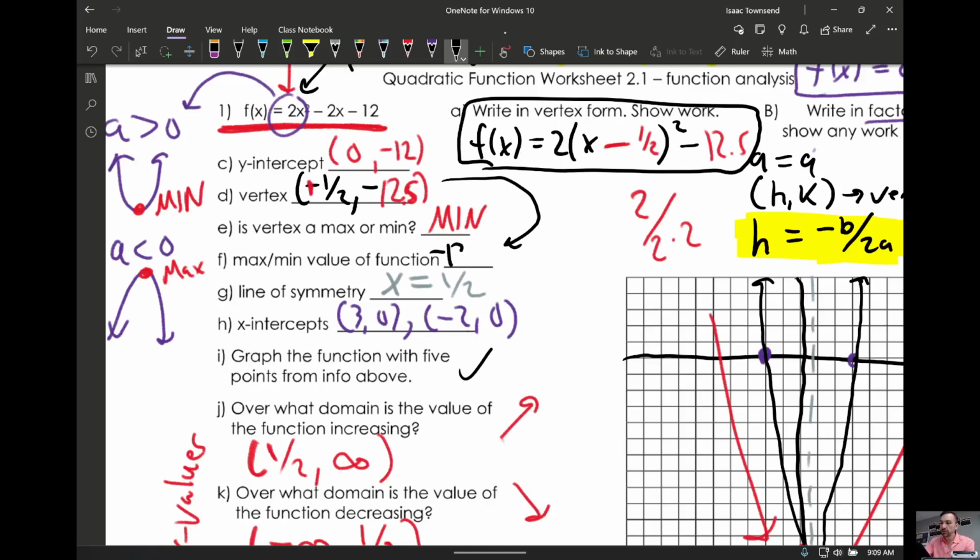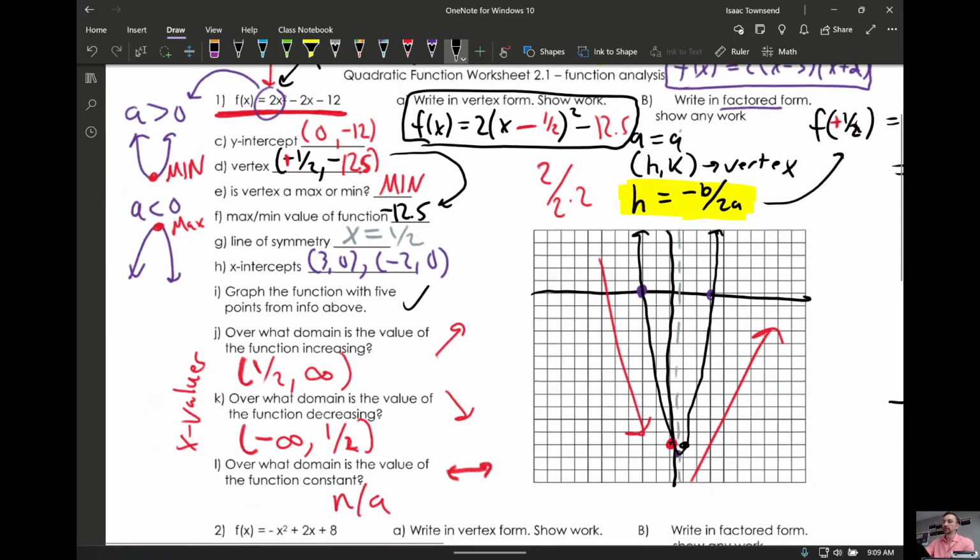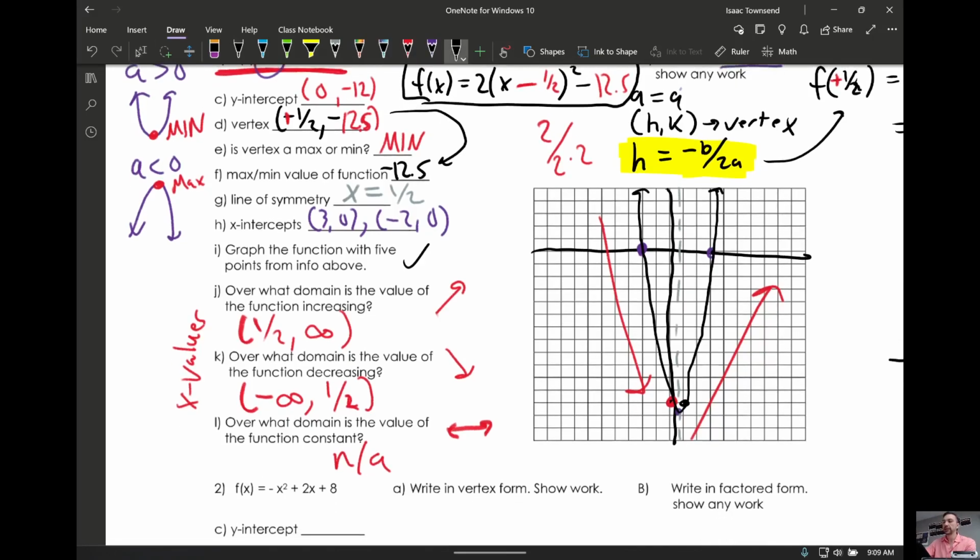That min value is negative 12.5. The vertex is telling you the highest or lowest point, depending on which way it opens. The line of symmetry is supposed to cut your parabola in half, so it goes through the vertex. Plotted our x-intercepts. Increasing is when the graph's going up, decreasing is when it's going down, and constant is when it was flat.